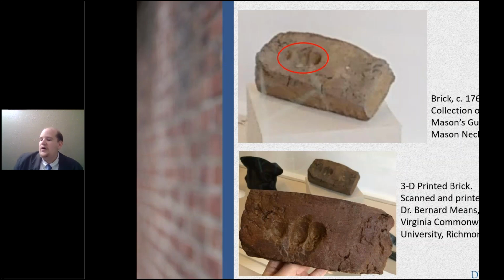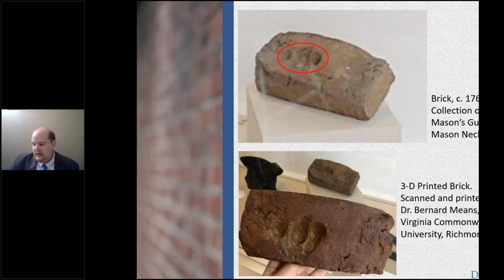3D scanning, casting, and printing also allow museums to reproduce objects so that they can be handled and studied and better understood without damaging the original. For example, this brick from Gunston Hall has the fingerprints of an enslaved worker who made it. So you can see the red circle there, those are the fingerprints. And by 3D scanning and printing this brick, visitors are able to hold the replica of the object and think about its size or the person that made it and how they were holding it to create the fingerprints. So these 3D objects actually provide tactile connections to the past.